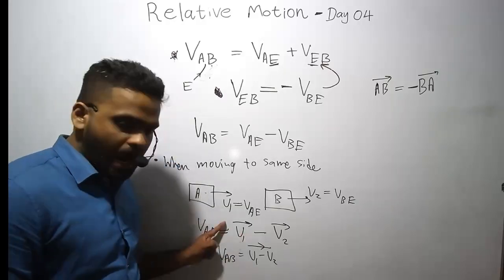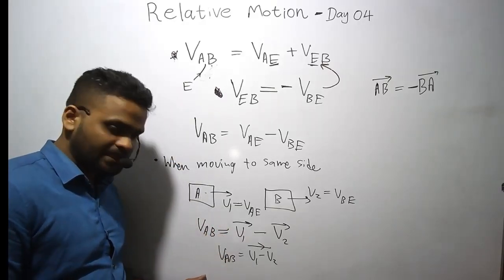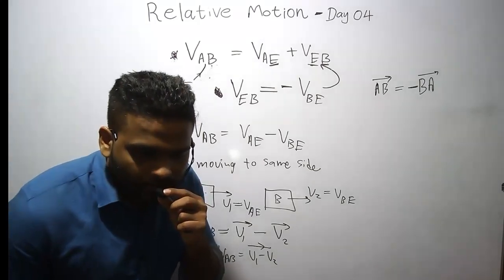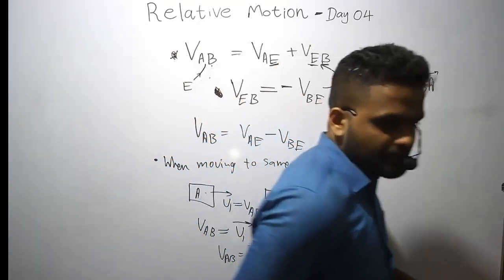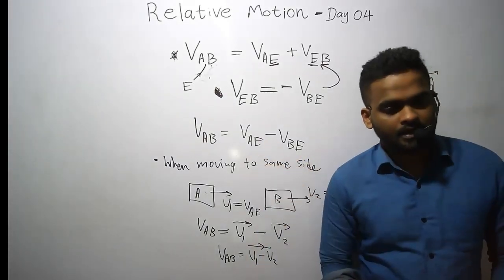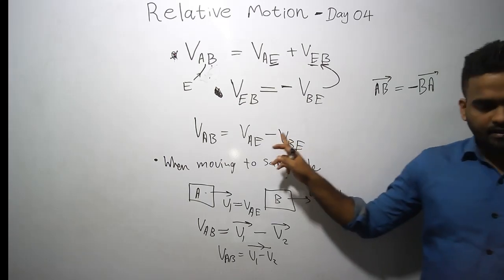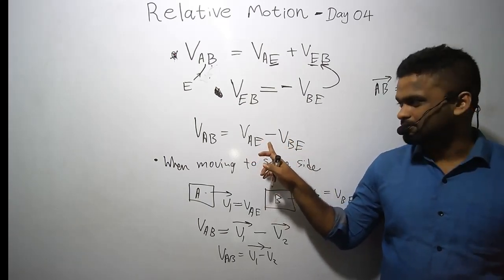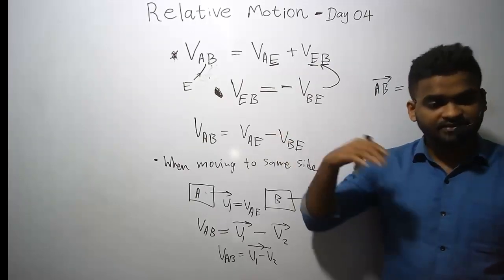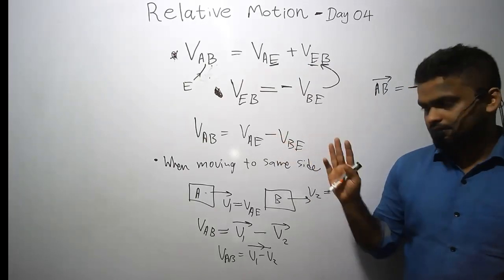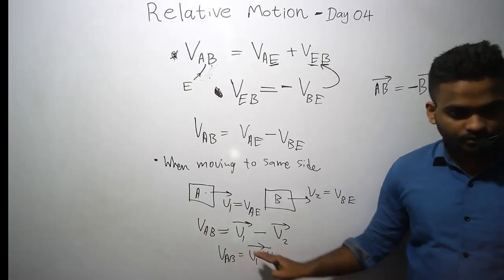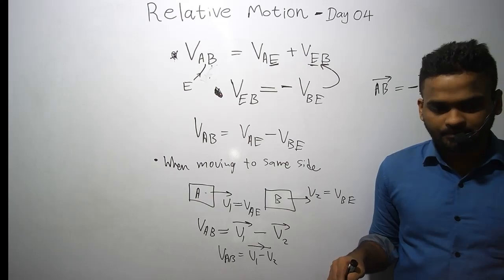Okay. Under this, put an asterisk mark and write: E represents Earth. It doesn't necessarily have to be Earth, but here I'm using Earth. It can be any other object. We'll see when we are doing problems. Here E means Earth. So VAB is V1 minus V2 to this side.